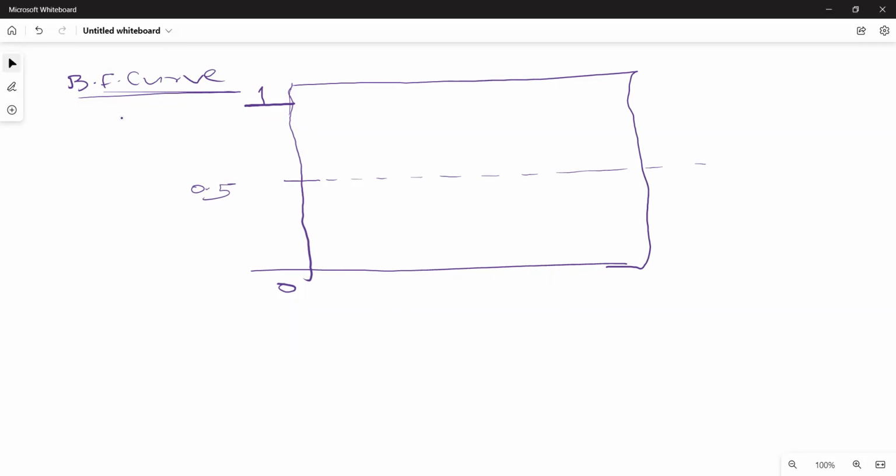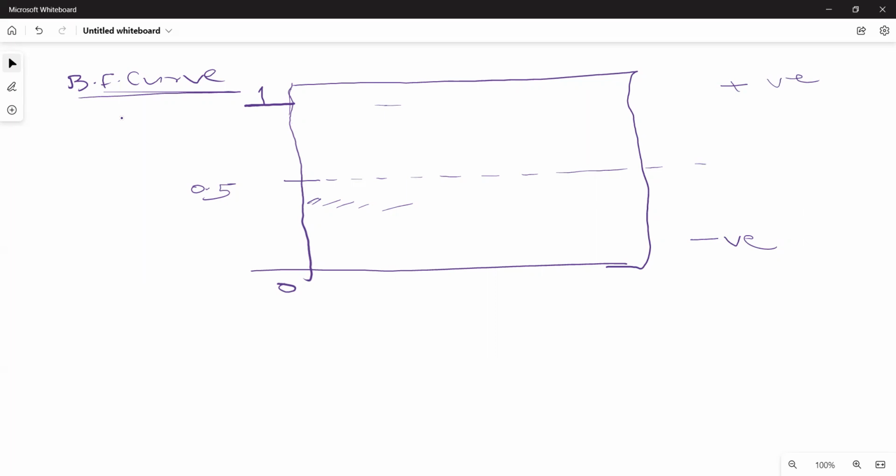So what we are saying is anything which is inside this area of 0 to 0.5, I'm going to consider this to be my negative class. Anything that is between 0.5 to 1, I'm going to consider as the positive class.